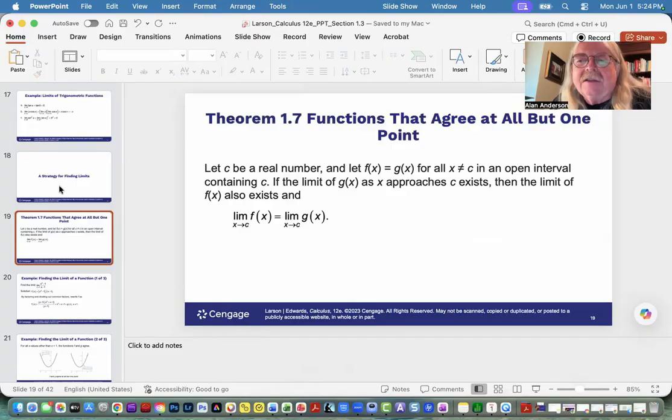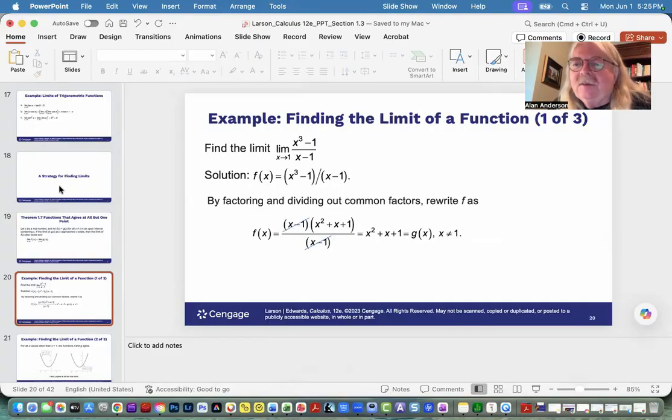Okay, so that sounds like an interesting strategy. So here, for example, we have two functions, f of x and g of x, and in both cases, we are looking for the limit as x goes to c. What we do have to pay attention to here is that the two functions are identical except at c itself. In other words, they're identical except for that one point where they're different. How does that help? All right, well, let's take a look.